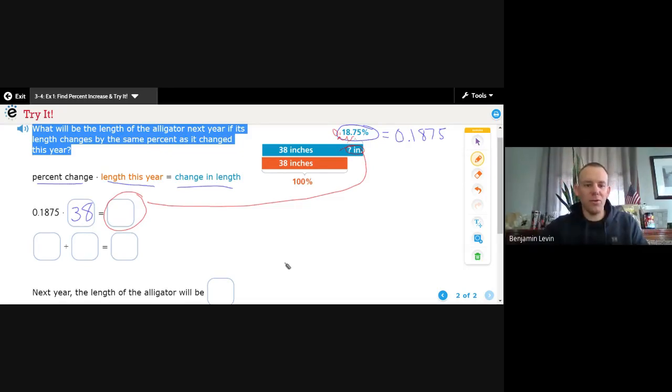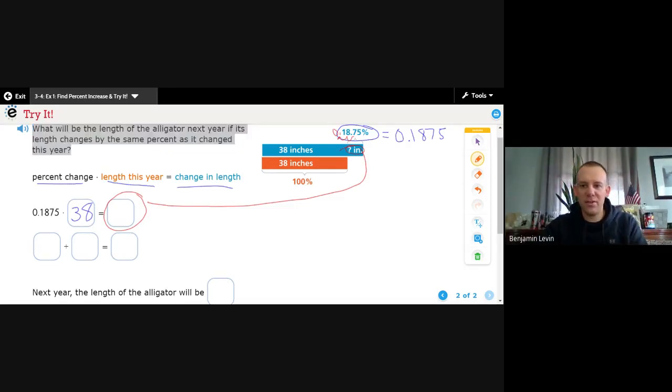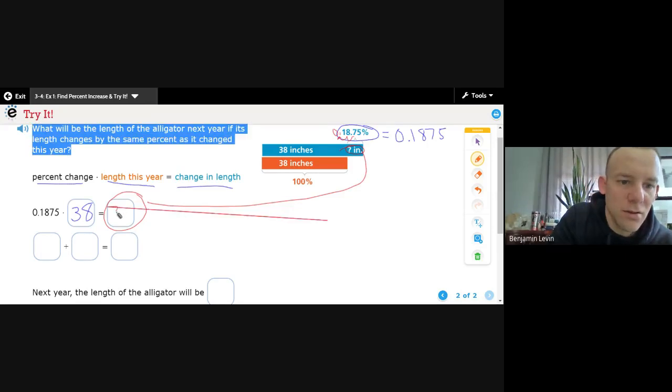The amount it grew. So I'm going to use a calculator to do this. You won't be able to see it on the screen, but 0.1875 times 38 gives us 7.125. Oh, hold on.